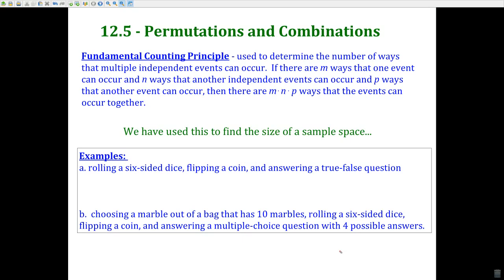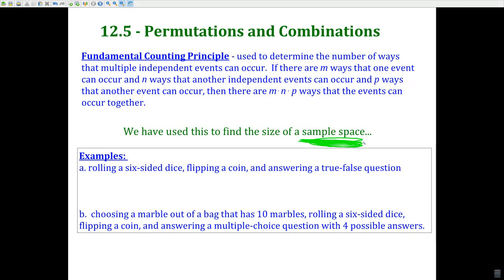There is a lot of context involved in these problems, like any probability problems, but this is probably the most of all of them that we've run into. All right, I'll read this fast. Fundamental counting principle: used to determine the number of ways that multiple independent events can occur. If there are m ways one event can occur, n ways that another independent event can occur, and p ways that another event can occur, then there are m times n times p ways that an event can occur. Okay, so basically we're just finding sample space.